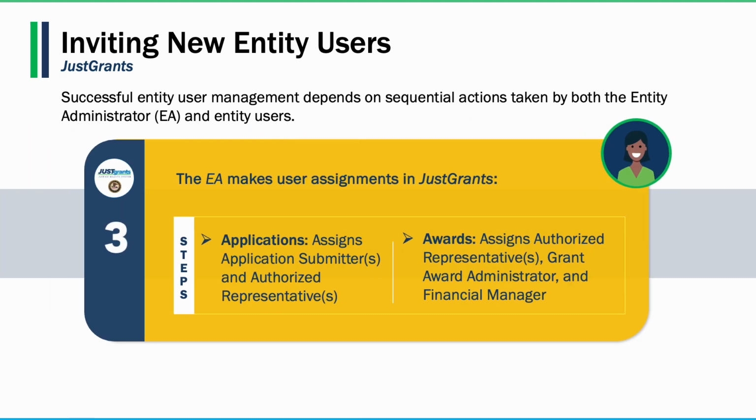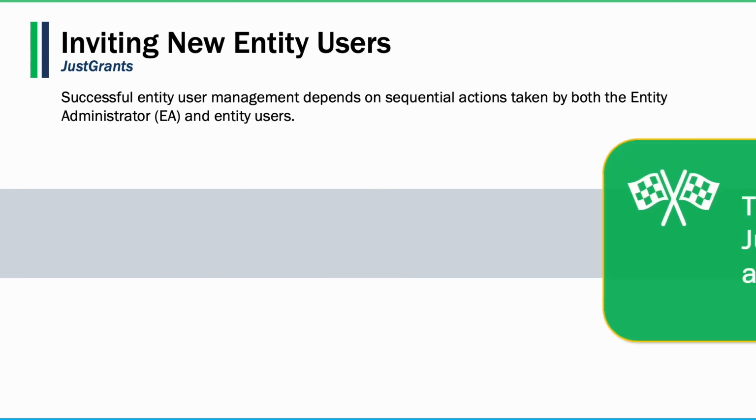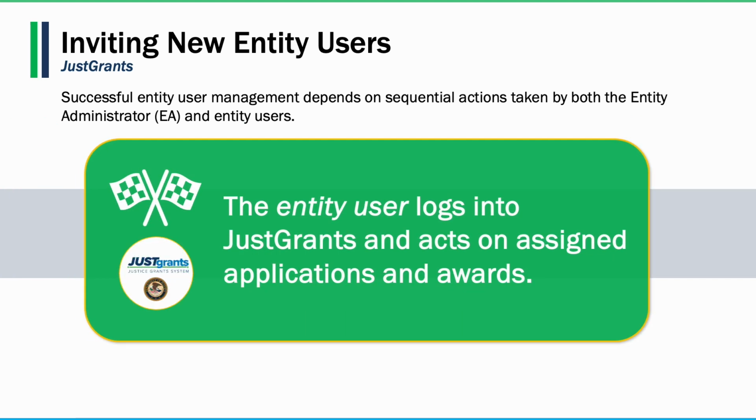After entity users have logged into JustGrants that initial time, their accounts become active, and the entity administrator can make user assignments in JustGrants. The entity administrator assigns applications to one or two authorized representatives and up to 3 application submitters. Entity admins also assign awards to one or two authorized representatives, one grant award administrator, and one financial manager. After applications and awards are assigned by the entity administrator, the entity user logs into JustGrants and takes action on their assigned applications and awards.